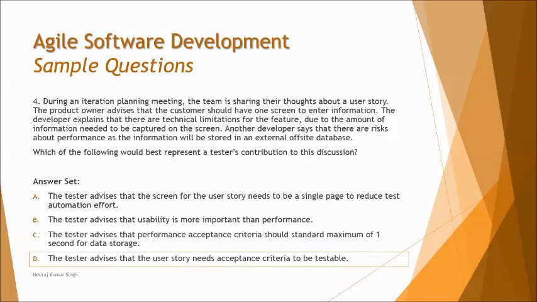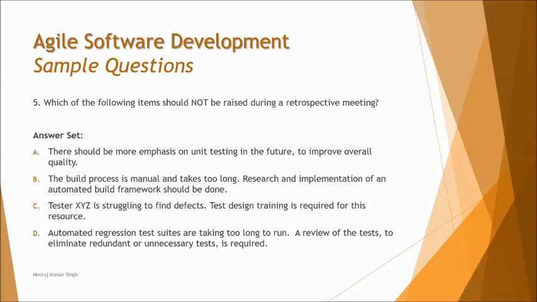Let's look at one more question from this chapter, and we should be clear with the objectives of this particular chapter. Which of the following items should not be raised during a retrospective meeting? So now this is a negative statement, they're asking you which should not be raised during a retrospective meeting. And let's see what is that which is not to be raised.